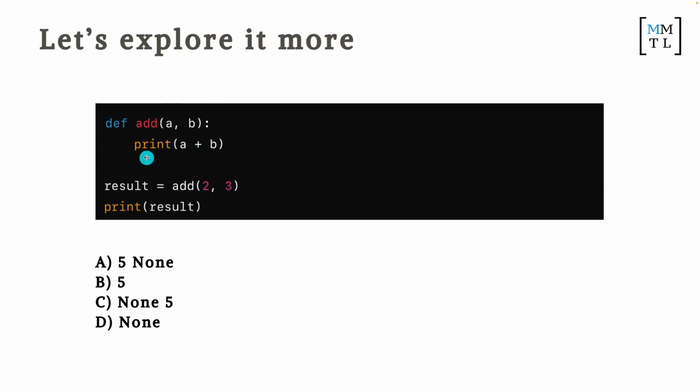But then the function ends. So when you don't return anything, recall how Python does a none for you. So that means that add 2, 3 will be replaced by none. Okay, so none is being stored inside the bucket called result. So when you print result, you actually print none. So it will be 5, none.